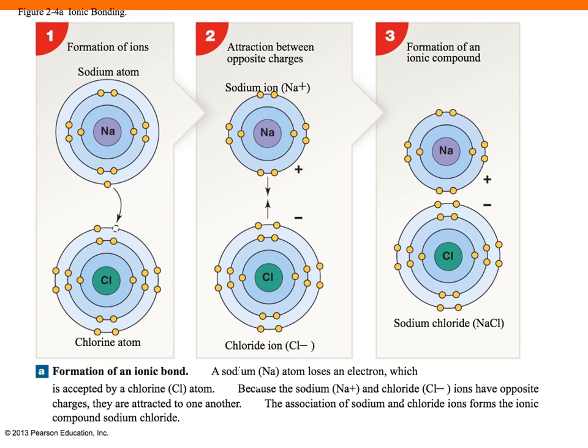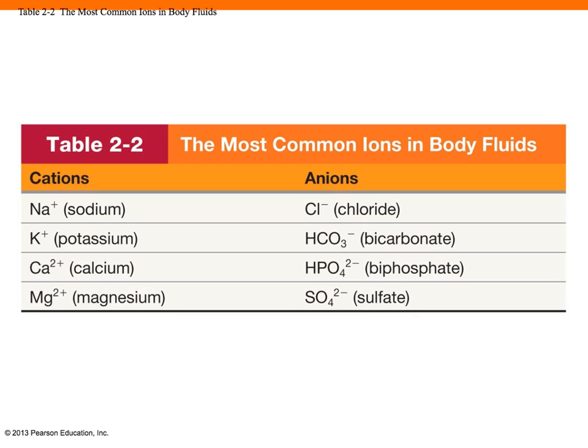This is just the same image in a larger scale to show you what you're looking at. These are some anions and cations. Sodium, potassium, calcium, and magnesium are cations, whereas chlorine, bicarbonate, biphosphate, and sulfate are anions.